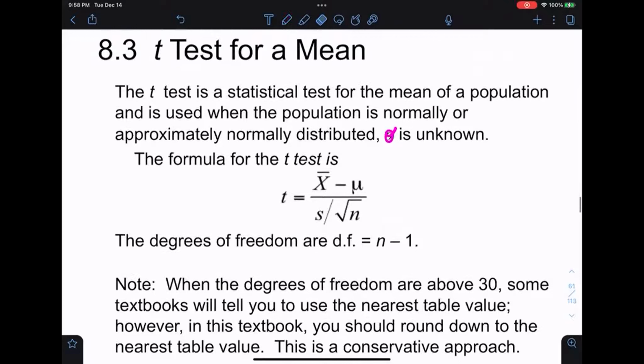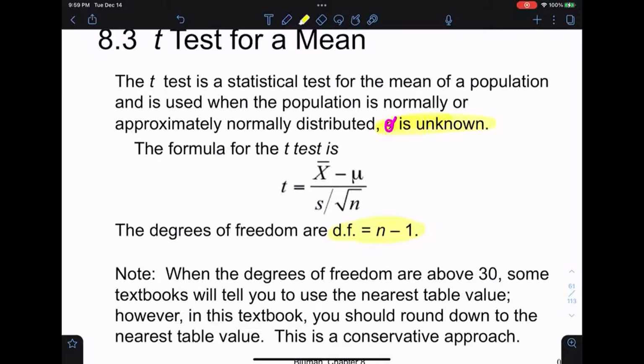Okay, t-test. The t-test is a statistical test for the mean of a population, and is used when the population is normally or approximately normal distributed when sigma is unknown. Now you don't know this thing, okay? So the formula for the t-test is this, right? And remember for the t-test, we have to take into account the degrees of freedom, right? Which is n-1. When the degrees of freedom are above 30, some textbooks will tell you to use the nearest table value. However, in this textbook, you will use the table that I will give you on the test notes, so don't worry about this thing.